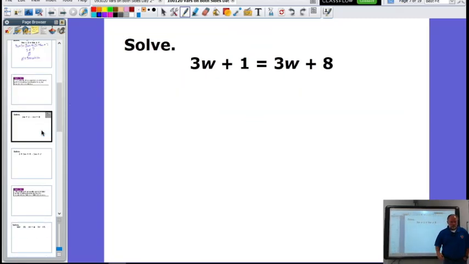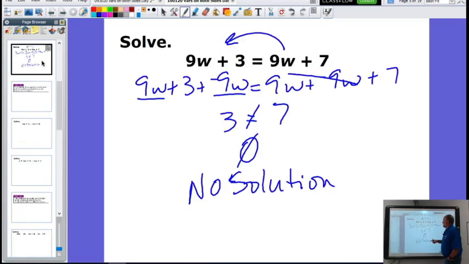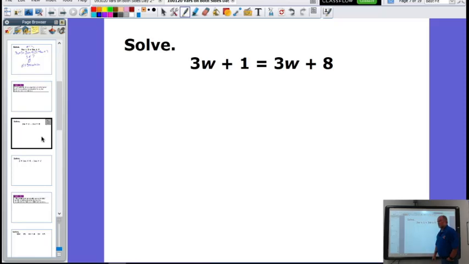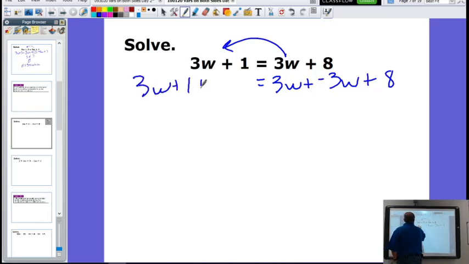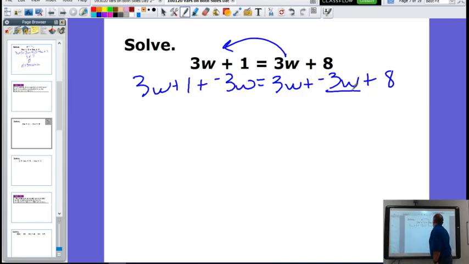One of the things that you have to be able to do is recognize when something strange is going to happen. So when we look at this particular problem, do you recognize that something strange is going to happen? In the first one, we had 9W and 9W. That should be a telltale sign something weird is going to happen because they're the same thing on both sides. So in this one, can you tell the same thing? Same thing. So let's go through the motions, though. Let's move this 3W over. So 3W plus negative 3W plus 8, 3W plus 1 plus negative 3W, because that was what I added new.